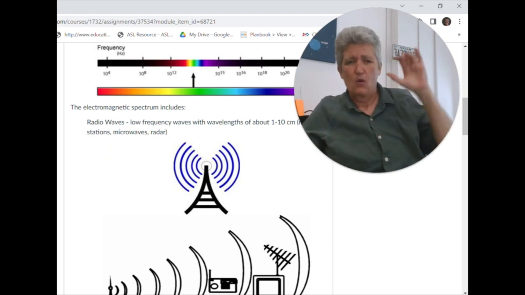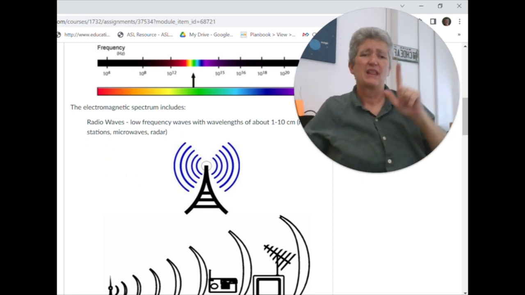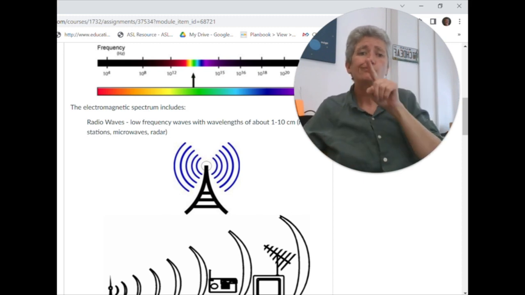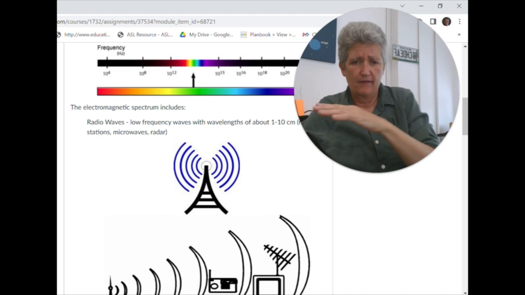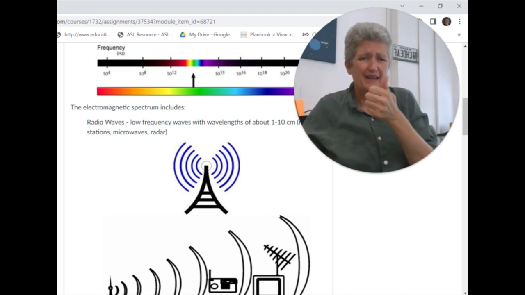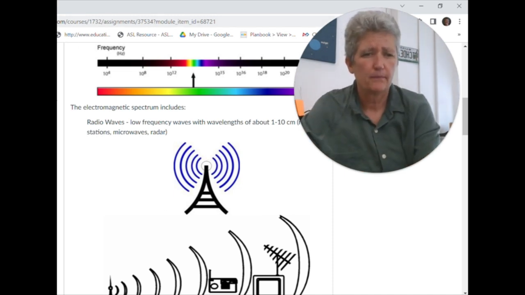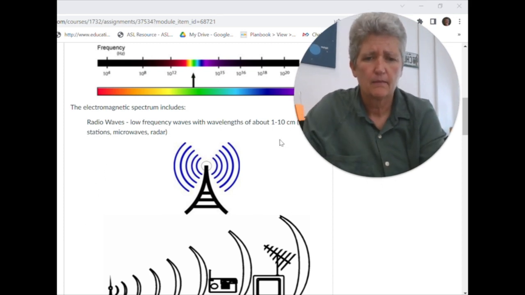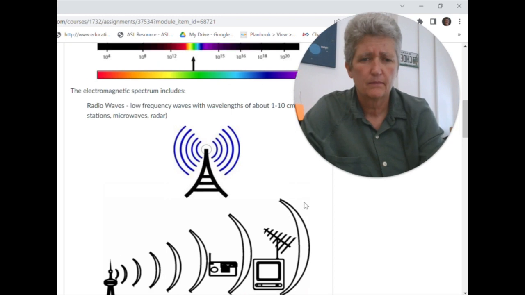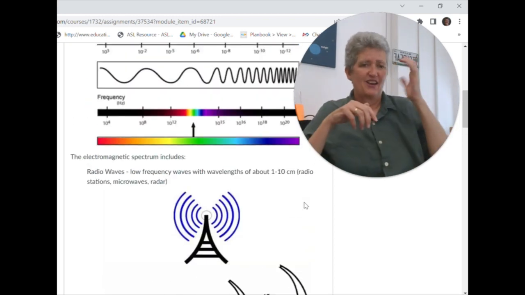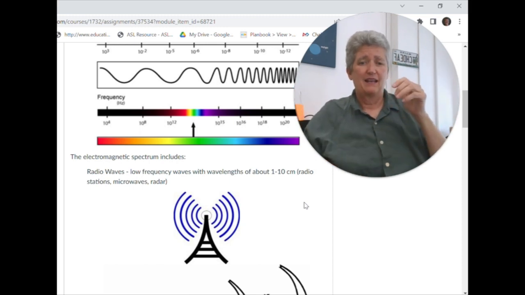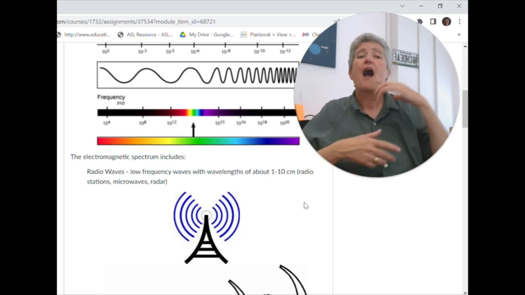So first, I want to look at radio waves. It's a really low frequency. It means it's very slow. It's 1 to 10 centimeters in length. There we go. Radio waves. And they spread out in all directions, 1 to 10 centimeters.